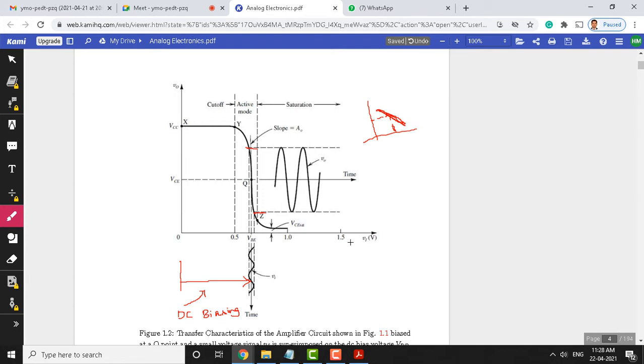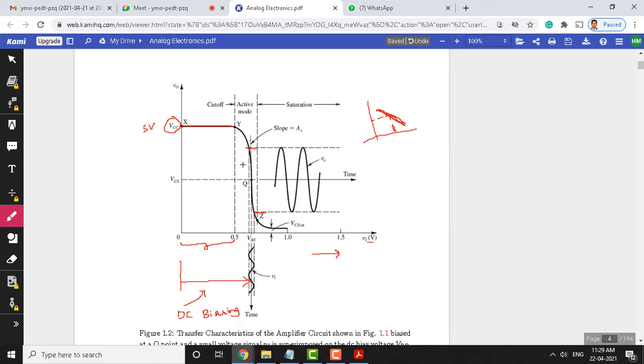This is the input signal, which is taken along the x axis, and just observe in this range, when the input is lying between 0 and 0.5, the output, which is along the y axis, is VCC. VCC means it is just the high voltage, 5 volts. That means the output remains at 5 volts. This we are showing on the characteristics.